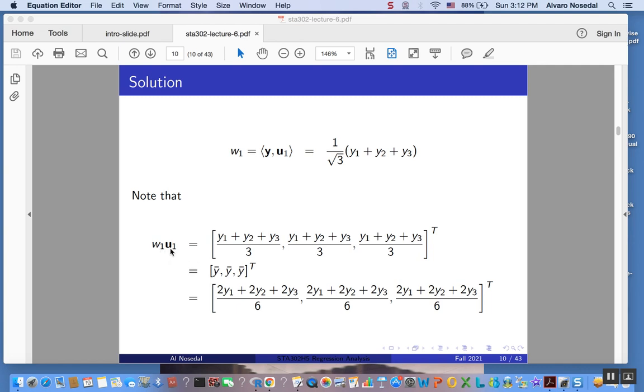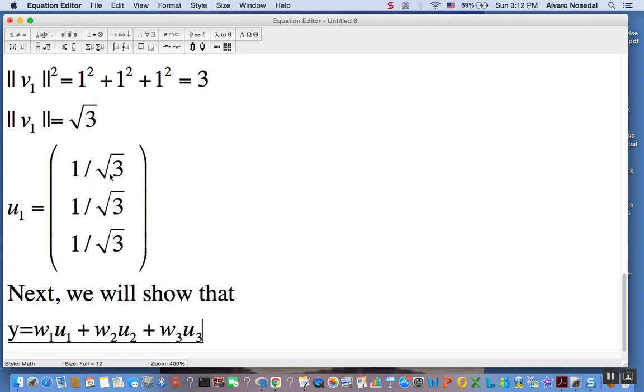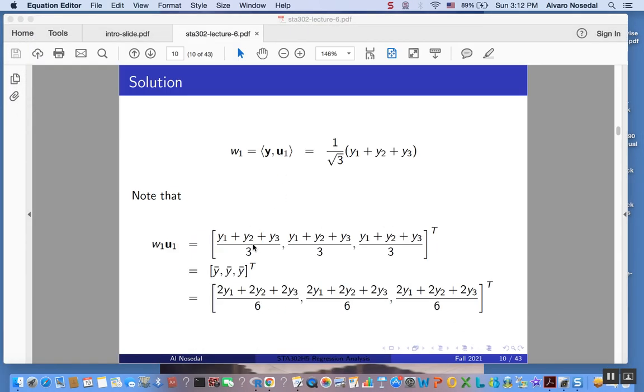That w1 times u1 would be this times 1 over the square root of 3, this guy. So it's just going to be square root of 3 times square root of 3. Hey, that's just a 3, right? And that's what you have here, right? That would be the first entry.